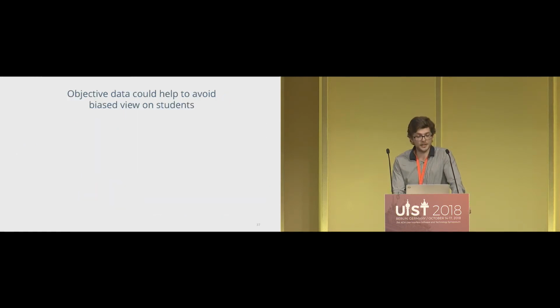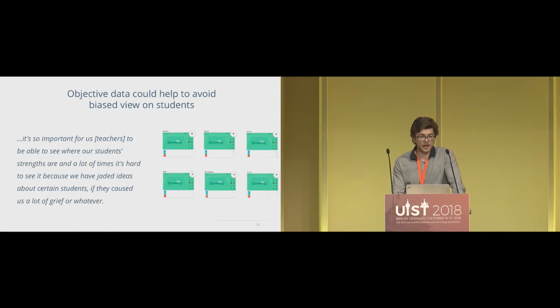Another interesting finding was that the instructor felt that Maestro gave her objective data that could help her avoid a biased view on her students. Specifically, she said that it is very important for us teachers to be able to see where our students' strengths are, and a lot of time it's hard to see it because we have jaded ideas about certain students if they cause us a lot of grief or whatever. And she felt that this quote suggests that this objective data could help us remove some of this bias from the judgment of the student from the instructor's perspective.